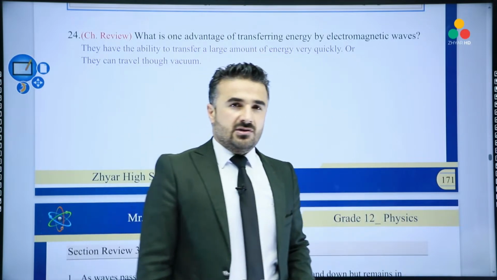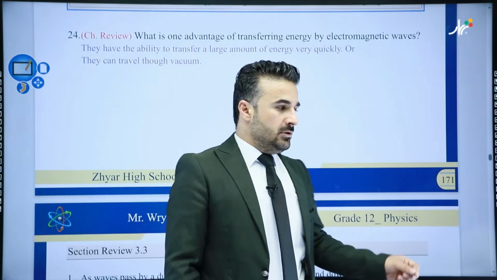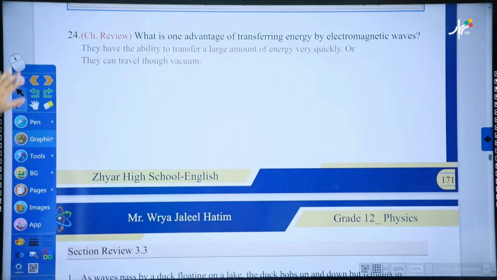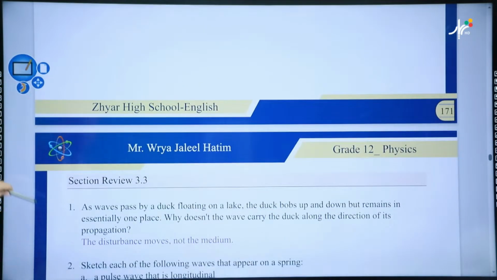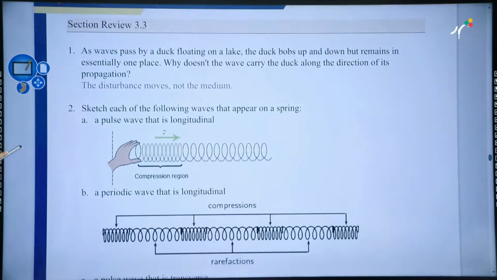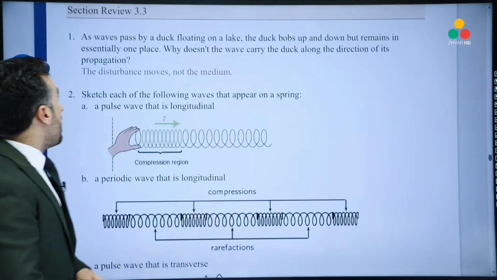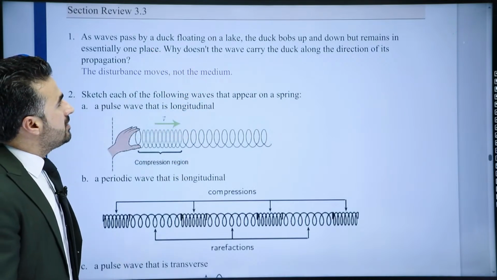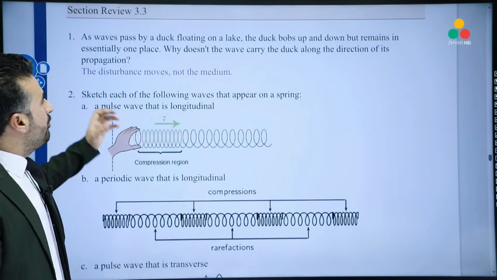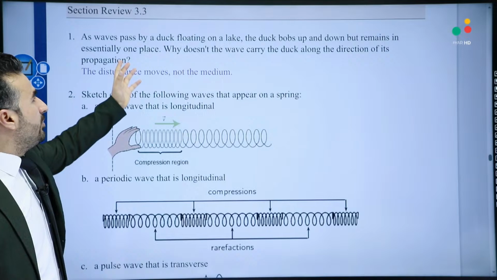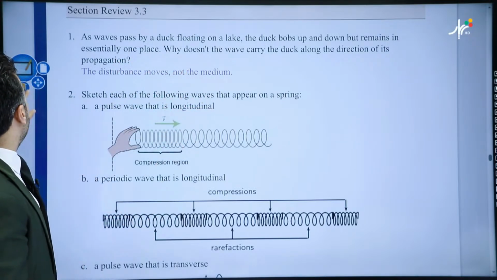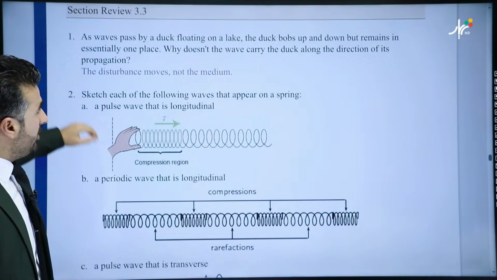Or you can say because they have the ability to move through empty space or vacuum. All right, moving on. Section review 3.3. It says, as waves pass by a duck floating on a lake, the duck bobs up and down but remains essentially in one place. Why doesn't the wave carry the duck along the direction of its propagation?